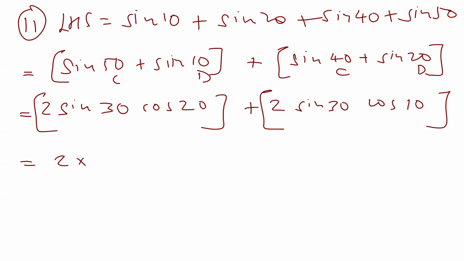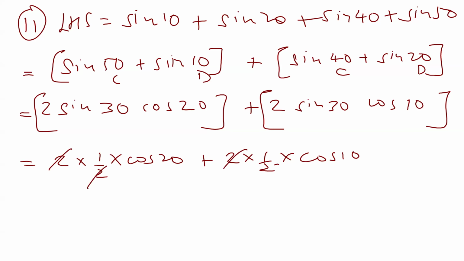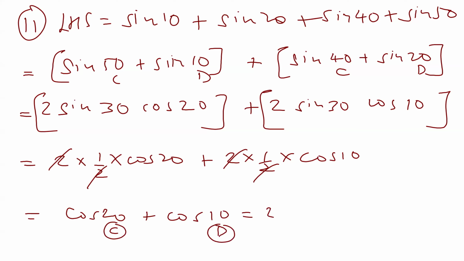So 2 into half into cos 20. I'm putting sine 30 as half, cos 20. So 2 and 2 are getting cancelled. We are left with cos 20 plus cos 10. So again, this is C and this is D. So this will be 2 cos (C plus D) by 2, cos (C minus D) by 2. So (C plus D) by 2: that is 20 plus 10, 30 divided by 2, which is 15, and 20 minus 10, that is 10. 10 divided by 2, that is 5.